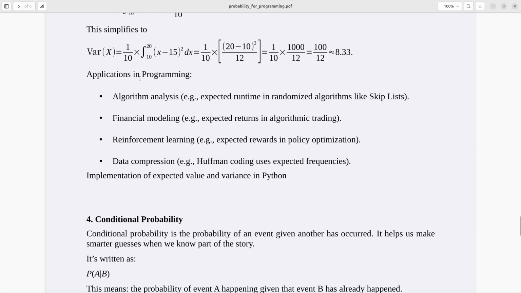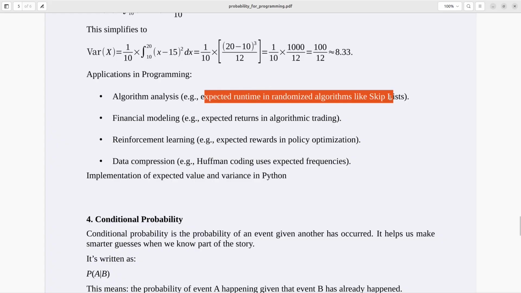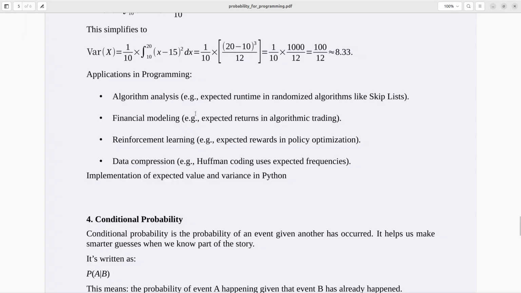So the applications of expected values and variances in programming can be something like this one. We can use it to do algorithm analysis. That means we can find the expected runtime in randomized algorithms, like the skip lists, okay? And we can also use them to do financial modeling. We can use them to find out the expected returns in algorithmic trading, okay?